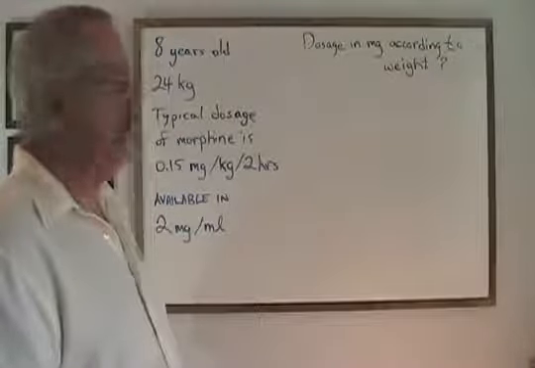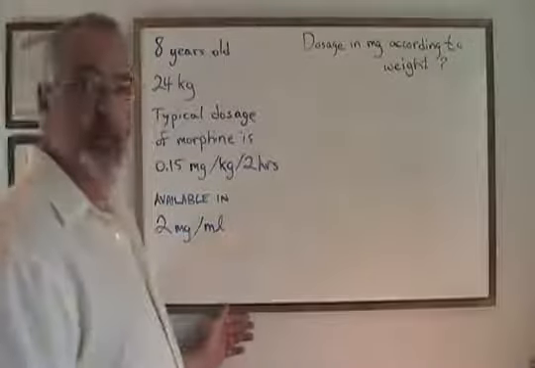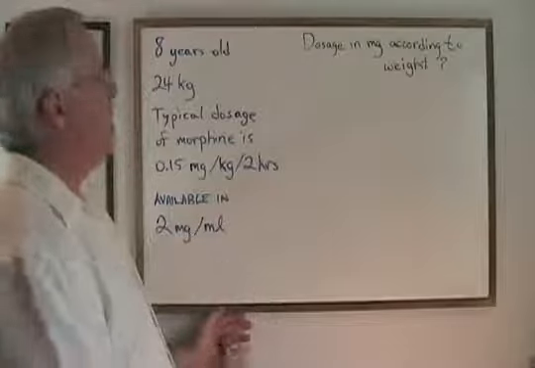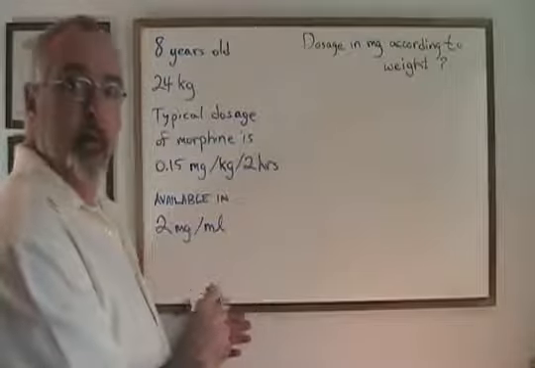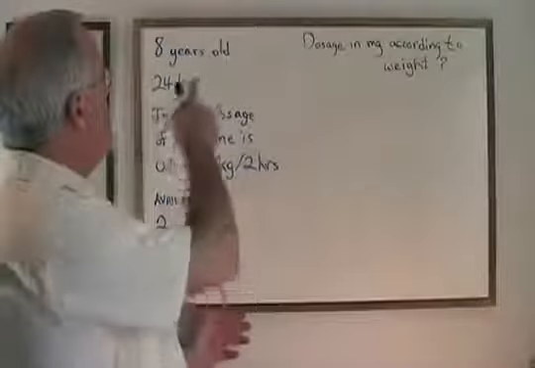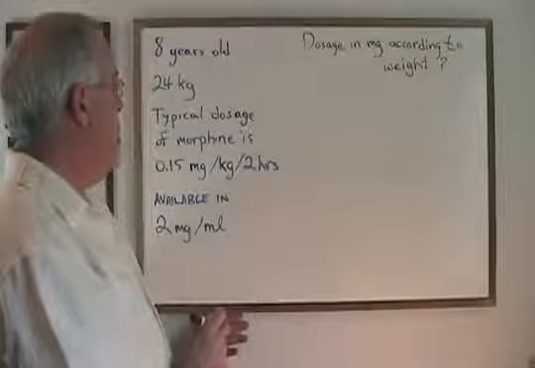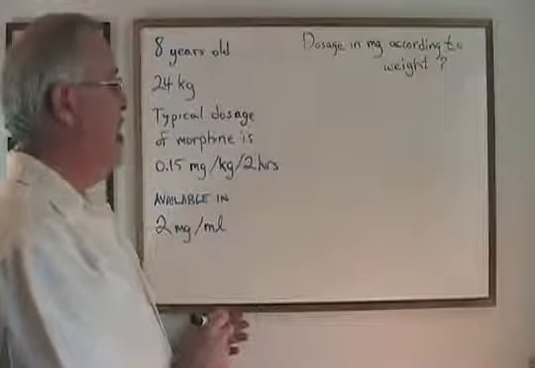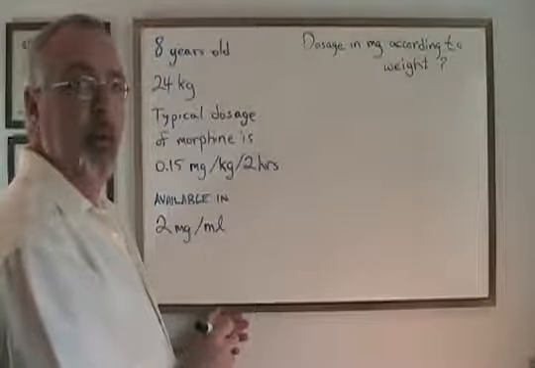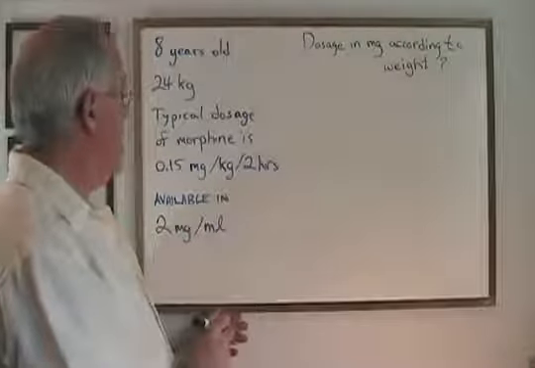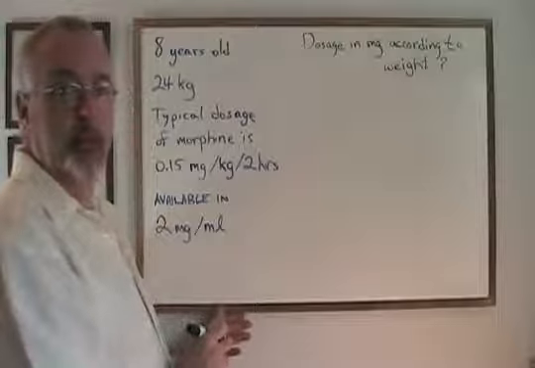When calculating a dosage in a pediatric case, we have to correct for the weight of the patient. In this example, we have an 8-year-old who weighs 24 kilograms. The typical dosage of morphine is 0.15 milligrams per kilogram every 2 hours, but it is available in 2 milligrams per milliliter.